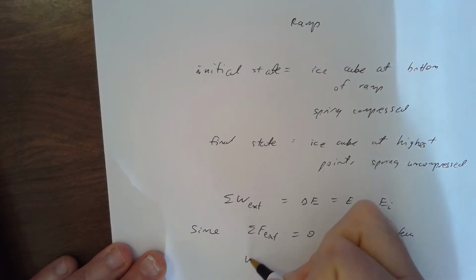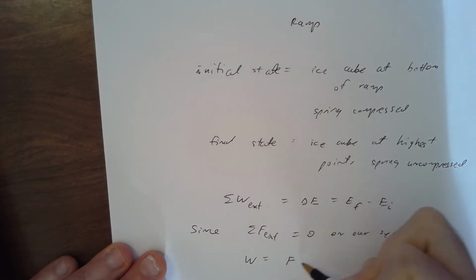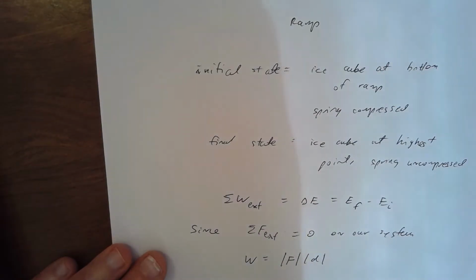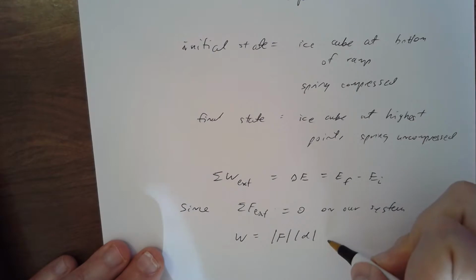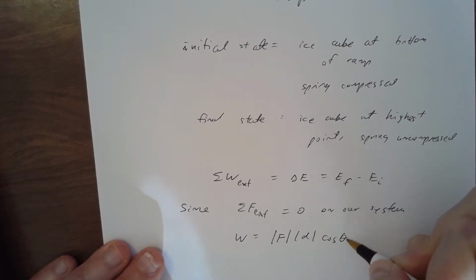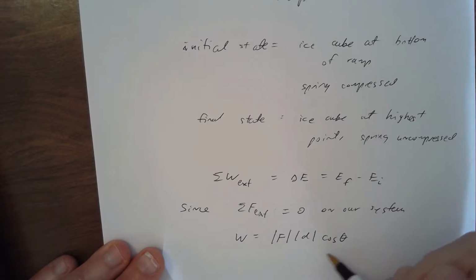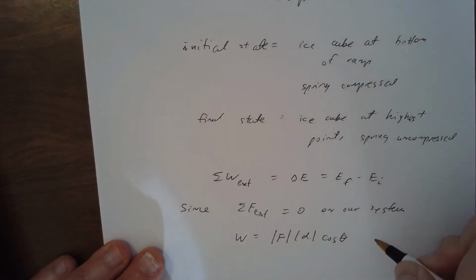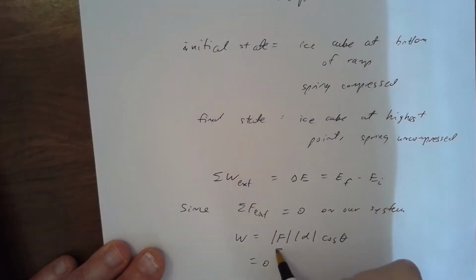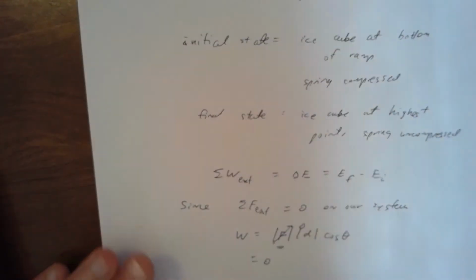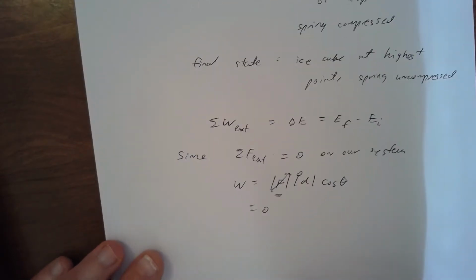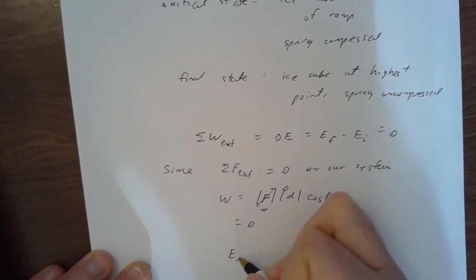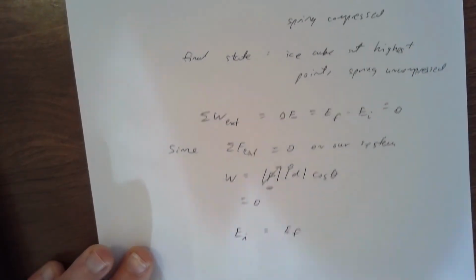And since work is the absolute value of force times the absolute value of the distance the system travels, times cosine theta, I'm going to assume you know where that formula comes from. The work will be 0 because the force is 0. And the whole point of setting it up this way is that now we can say that our system's energy doesn't change, its initial energy equals its final energy.